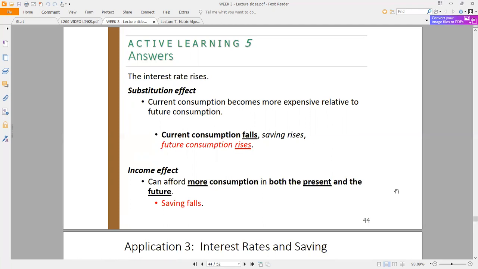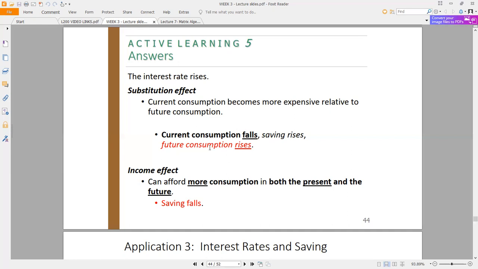Because if you save more, you earn more interest. So why do you want to consume now? So as current consumption is falling, it means that savings will rise. And because of the increase in saving, remember whatever you are saving now, you consume it in the second period. So as current consumption is falling, future consumption will rise. That is the substitution effect.